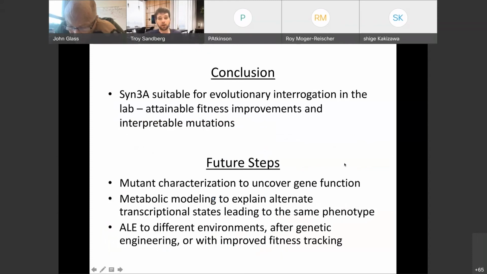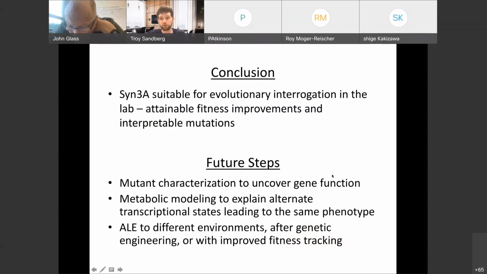So overall, I was happy to see that SYN3A is suitable for evolutionary interrogation in the lab. It doesn't just acquire a ton of mutations with its genome so unstable you can't figure out what's going on. It reliably achieves fitness improvements of double-digit percentages, and the mutations make sense. They agree across strains, even if we can't perfectly explain what's going on.